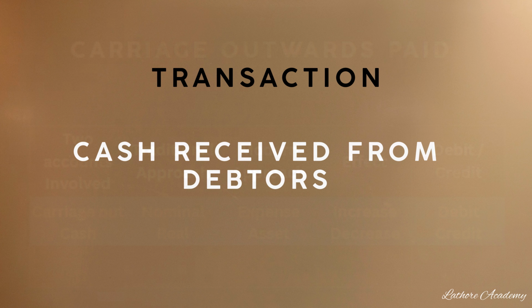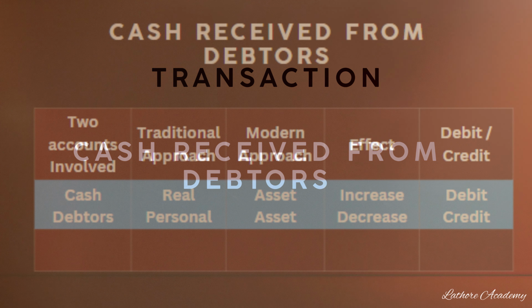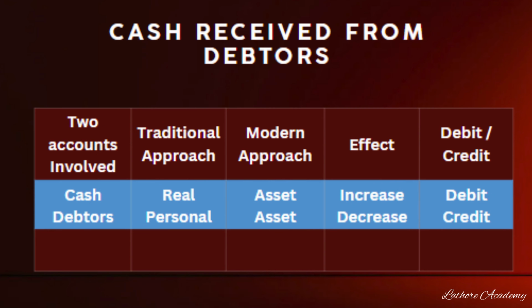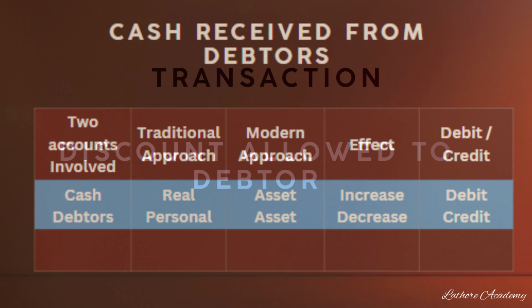Cash received from debtors. So the two accounts involved here are cash and debtors. Cash is a real account, debtor is a personal account. Whereas modern approach, cash is an asset, debtor is an asset too. Here when debtors pay cash to us, as a business when we receive cash, the cash balance increases, whereas the asset debtor balance will decrease. So cash has to be debited, debtor account has to be credited.